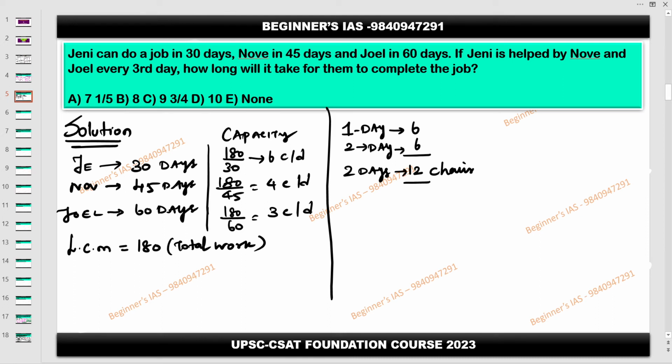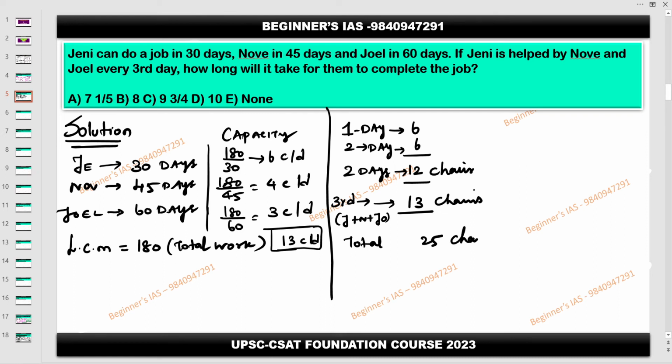Now listen. Now on the third day all 3 of them are going to work. Understood? Yes, sir. So they are able to make 13 chairs per day if all 3 are working. Yes or no? Third day, all three. So 13 chairs they can make, since Joel, Jenny and the third person are working. So which means that totally 25 chairs are completed on the third day.